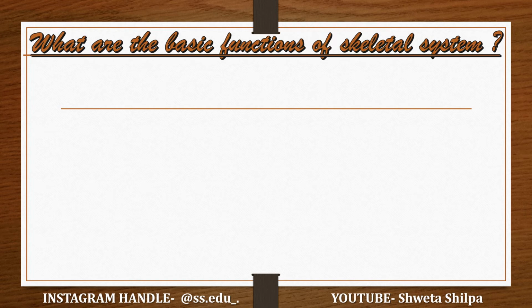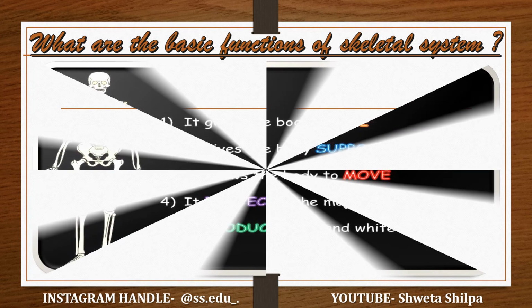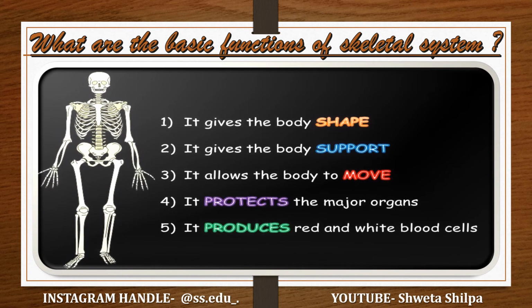So what are the basic functions of a skeletal system? Let's understand. It gives the body shape. It gives the body support. It allows the body to move. It protects the major organs and produces red and white blood cells.